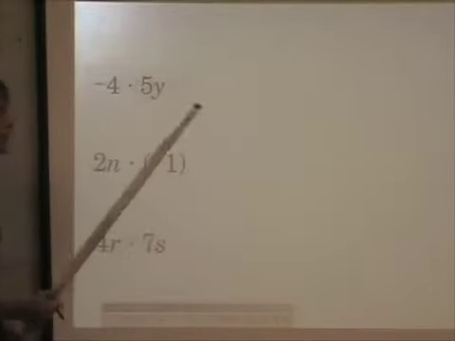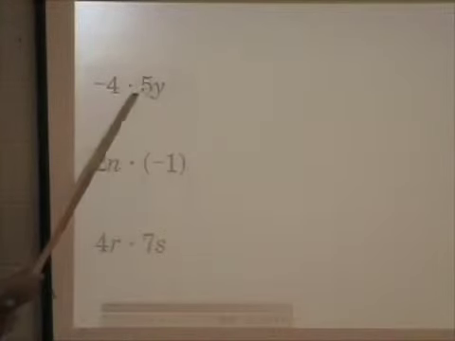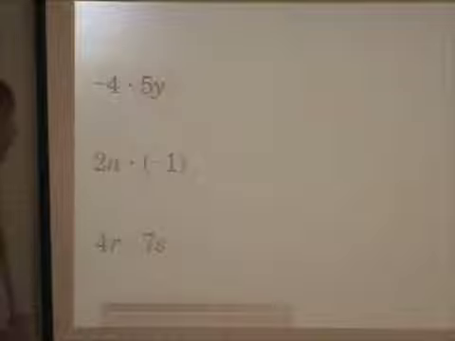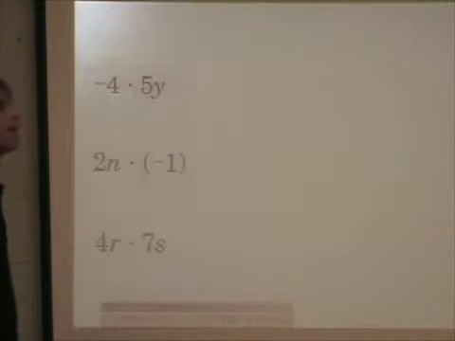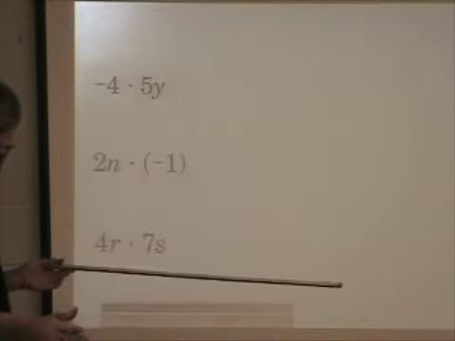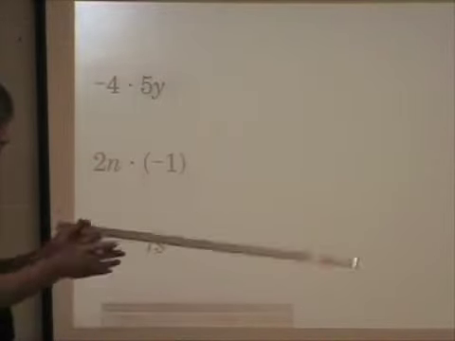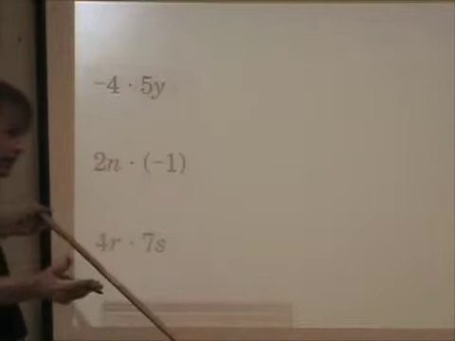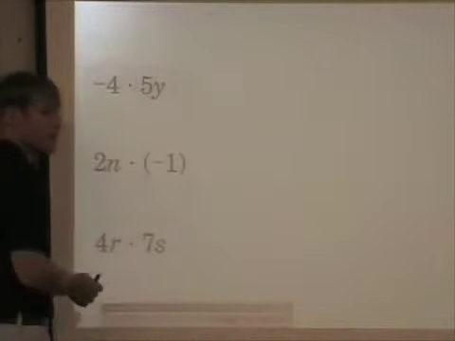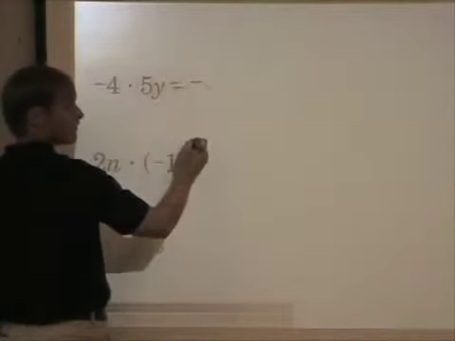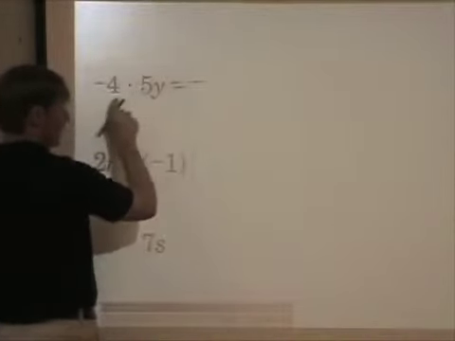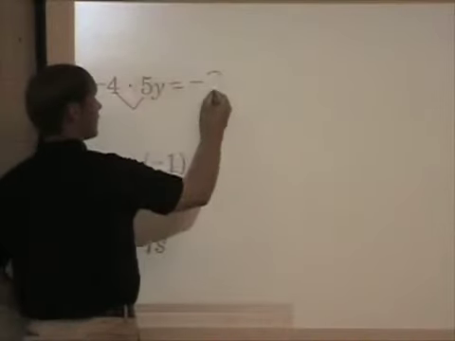All right, Gavin. On this first one, I have a negative and a what? So my answer is going to be what? Gavin, don't look at your notes. Look up. If the signs are different, the answer is negative. Think different, negative. So if the signs are different, your answer is negative. So it's negative what here? 20, because 4 times 5 is 20.